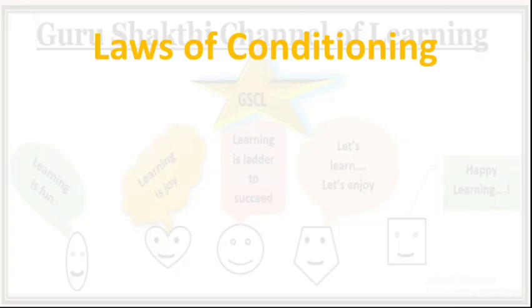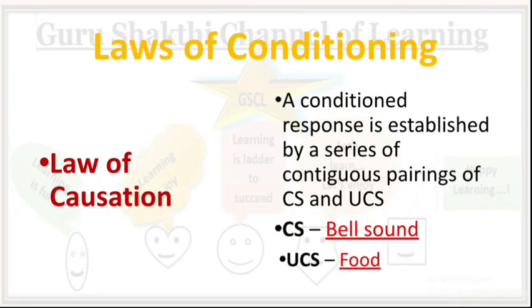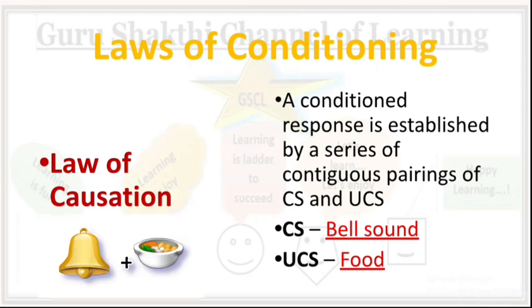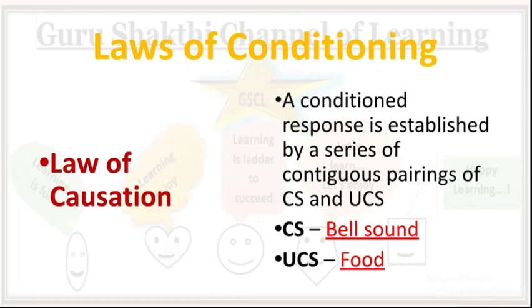Laws of conditioning. Through this experiment, five laws of conditioning were arrived at. First, the law of causation. What is the cause of conditioning to occur? It occurs because of presenting the conditioning stimulus and unconditioned stimulus together. So, in this experiment, the conditioning stimulus is the bell sound, the unconditioned stimulus is food, which are presented to the dog together, which leads to the formation of an association in the mind of the dog.